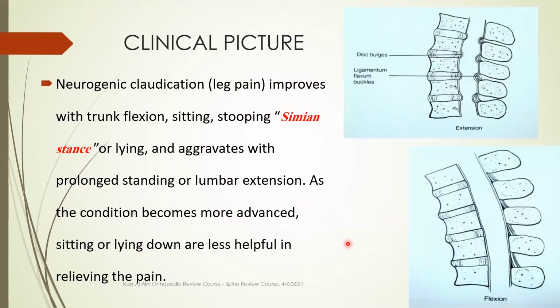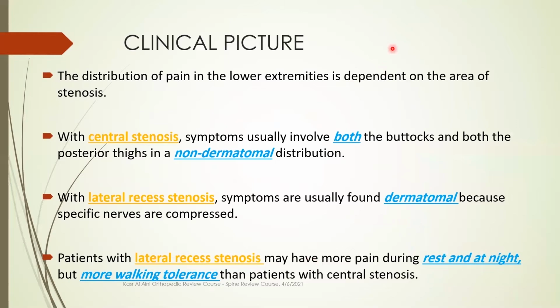Very famous, very well known that there is improvement of symptoms with trunk flexion, sitting and stooping due to stretching in the posterior annulus and also ligamentum flavum with subsequent widening of the canal. But in long-standing, more advanced cases, sitting or lying down are less helpful to relieve the pain.